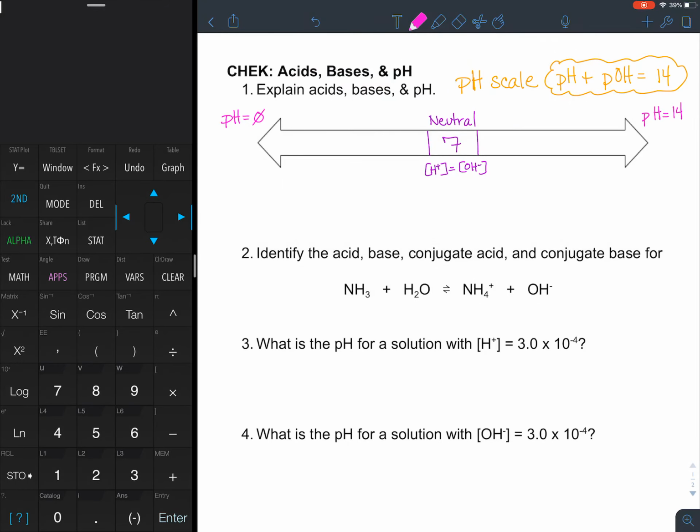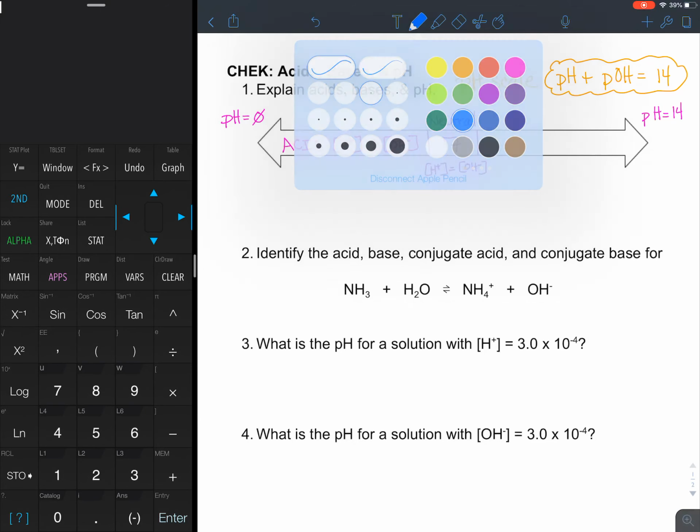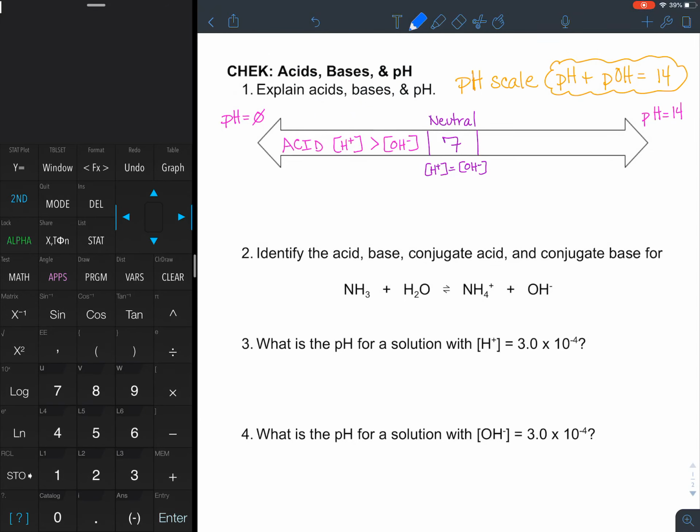Less than 7, we are going to have an acid. The acid is going to be where the concentration of H plus ions is greater than the concentration of OH minus. And on the other end of the scale, we are going to have a base. A base is when the concentration of hydroxide ions is greater than that of hydrogen, or hydrogen is less than the concentration of hydroxide ions.